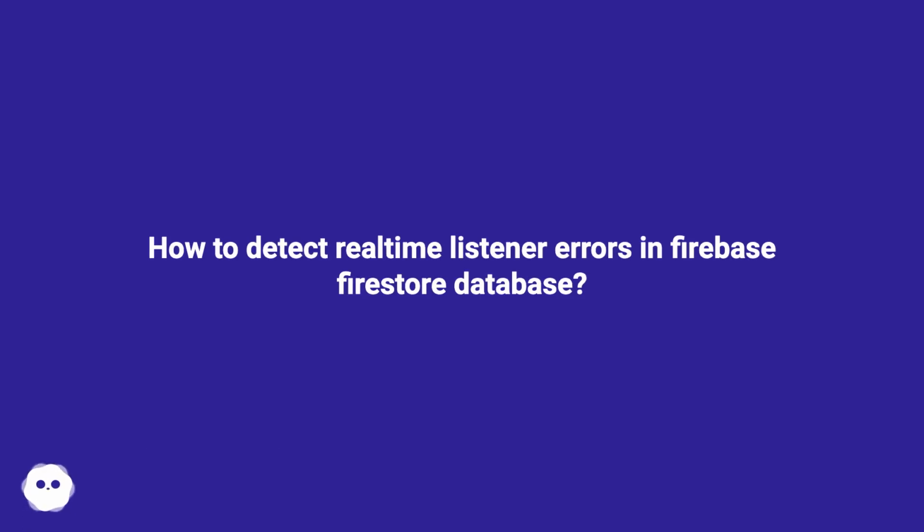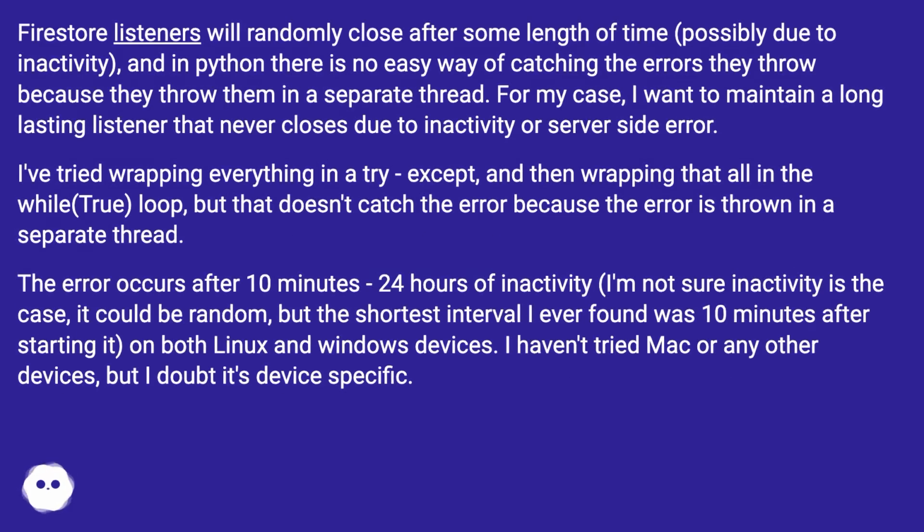How to detect real-time listener errors in Firebase Firestore database. Firestore listeners will randomly close after some length of time, possibly due to inactivity, and in Python there is no easy way of catching the errors they throw because they throw them in a separate thread. For my case, I want to maintain a long-lasting listener that never closes due to inactivity or server-side error.